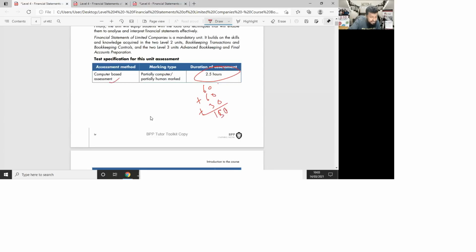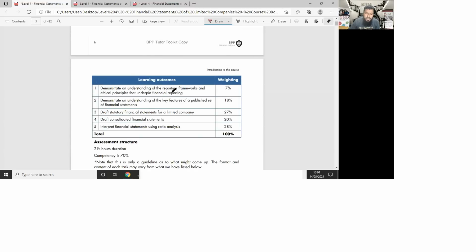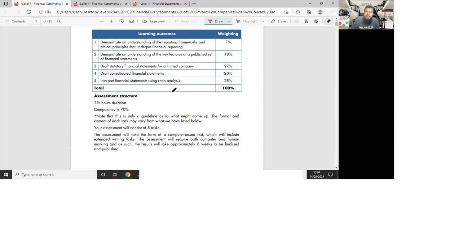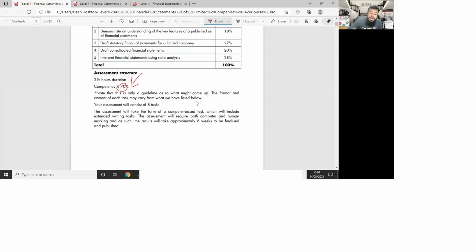It's a computer-based exam, but partly computer marked and partly human marked. The real teacher will be marking the theoretical part. The practical part is mostly computerized. The theoretical part would be marked by one of the teachers, the examiners. Different teachers apply for the marking and they do the marking, but very little. The good thing here is mostly computerized marking. 70% you need to get to pass the exam.